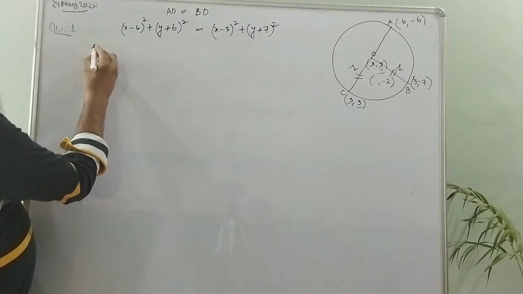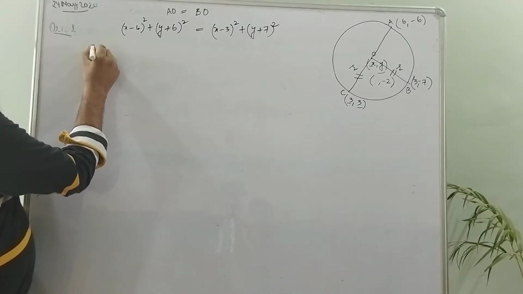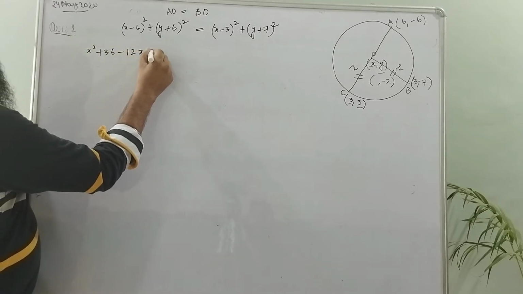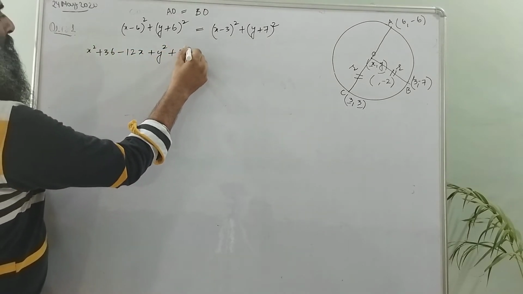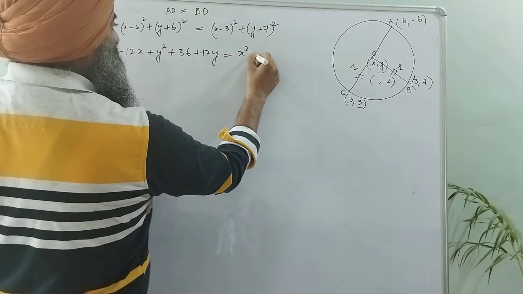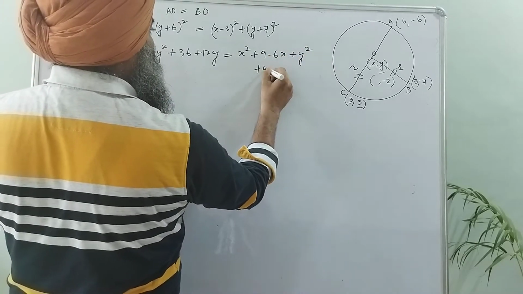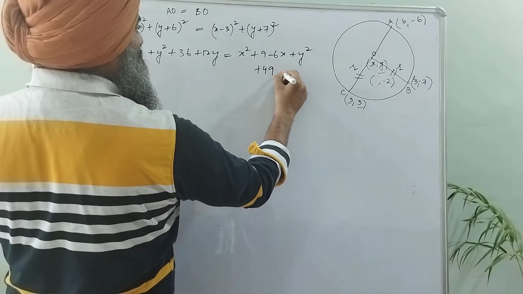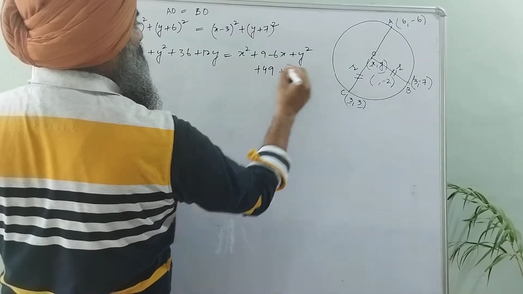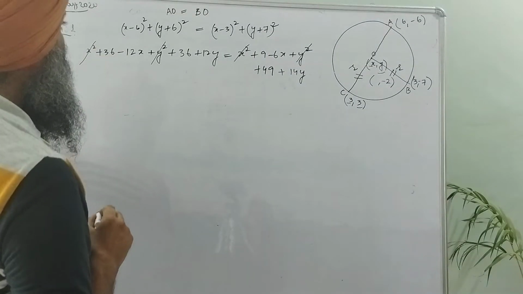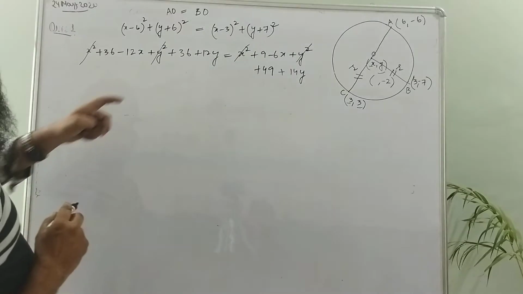So now what will we get? Here we will get x² + 36 - 12x + y² + 36 + 12y is equal to x² + 9 - 6x + y² + 49 + 14y. Y square, x square both are cancelled. Alright students, so we know the value for y.